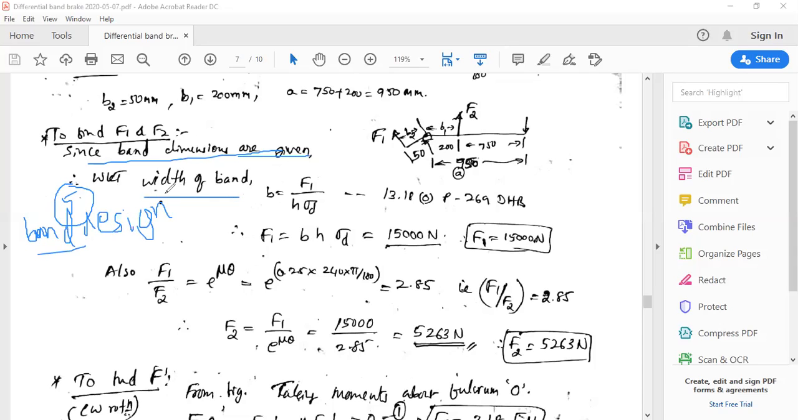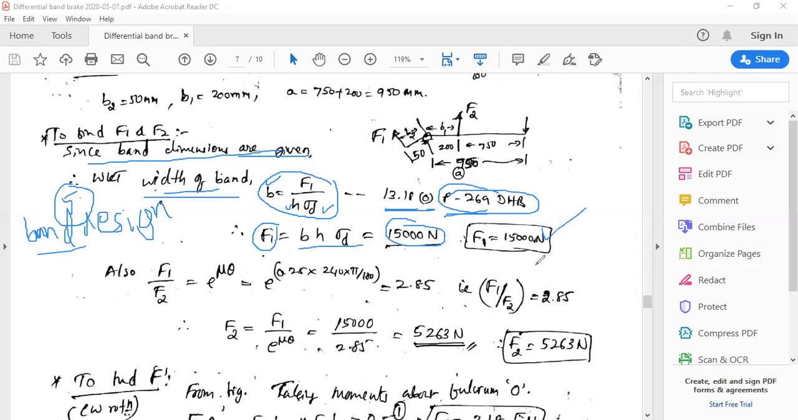Here, the width of band equation, which we know, is there in the data handbook, equation number 13.180, page number 269. That is, B is equal to, or W is equal to F1 divided by h into sigma d. By using this equation, the value of B is known, h is also known, as well as sigma d. So only the F1 value is unknown. We can calculate F1 as it is calculated here: B is 100, h is 3 mm, and sigma d is 50. So the value becomes 15,000 newtons. So that F1 value is 15,000 newtons.